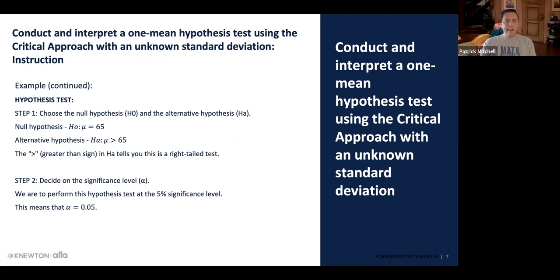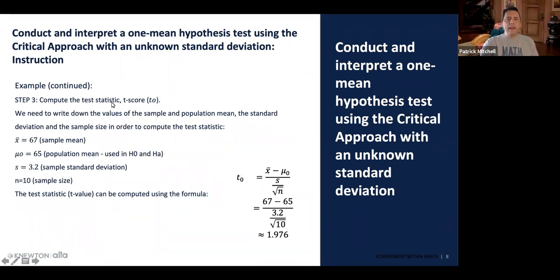Next, we're going to decide on our significance level, which is called alpha, and that was given in the problem. It said to perform the test at the 5% significance level. That means that alpha equals 0.05. In step 3, we're going to compute the test statistic, t sub 0.